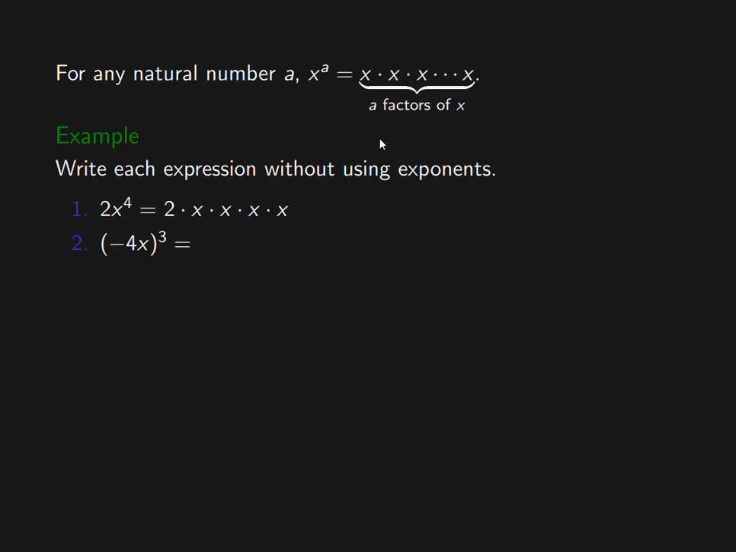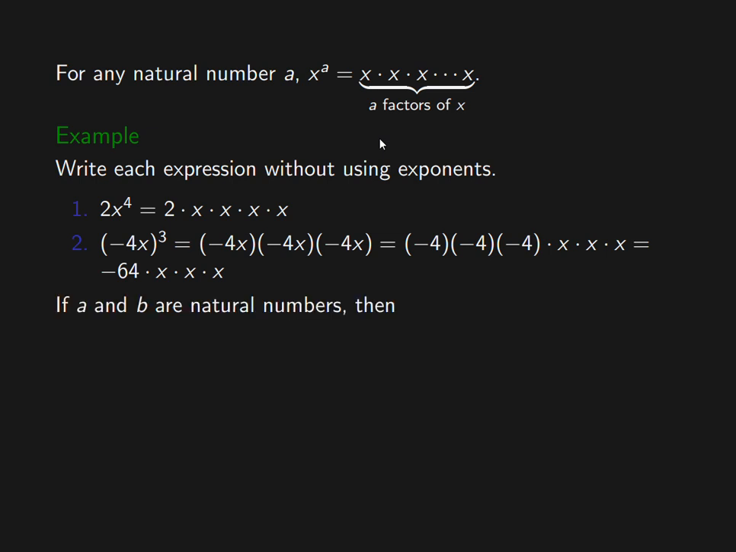What about (minus 4x) cubed? Well, this is minus 4x multiplied by itself 3 times. And since multiplication is commutative, we can swap the minus 4 and the x's so that we can group the minus 4's on one side and the x's on the other side. And this is equal to minus 64 times x times x times x.